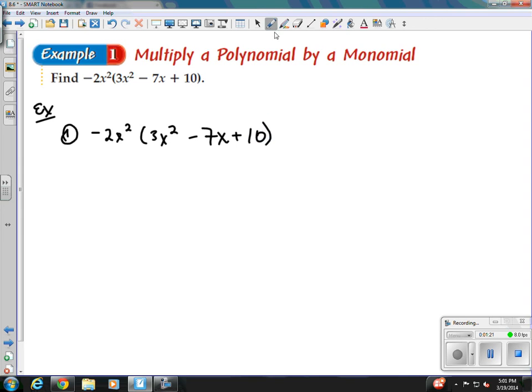So order of operations kicks in. You want to check inside your parentheses. We have a 3x squared and just an x. Can't combine them because their powers aren't the same. There isn't anything else, so I cannot do anything with my parentheses.